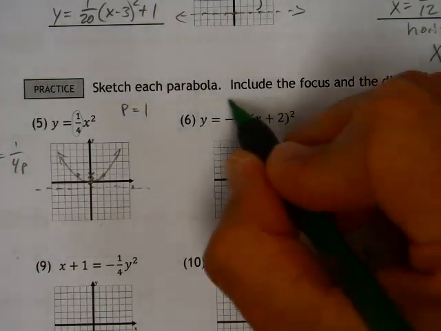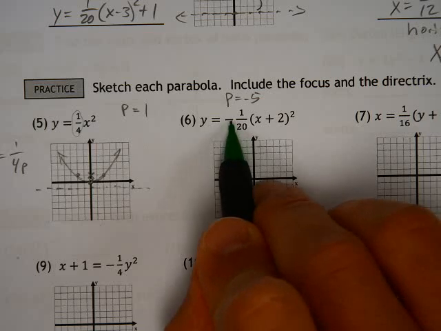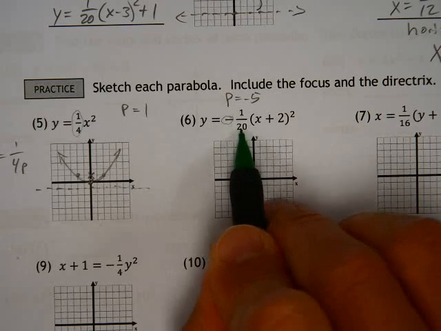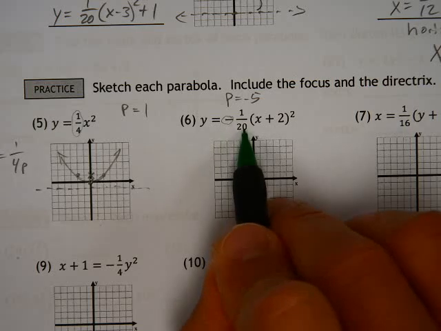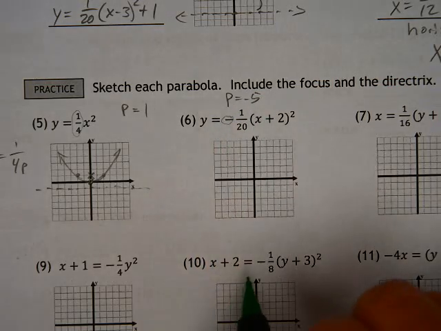P equals -5. We look at the 20, and we see the negative. We basically divide the denominator by 4, if we know that this is 1 over 4p, because 4 times what would give you 20? Well, that's the 5, and what made it negative? It had to be a -5.